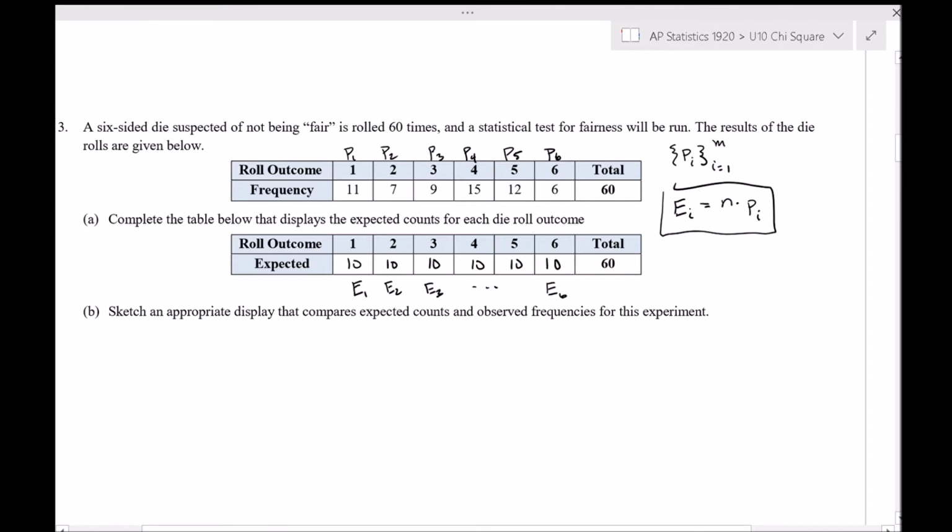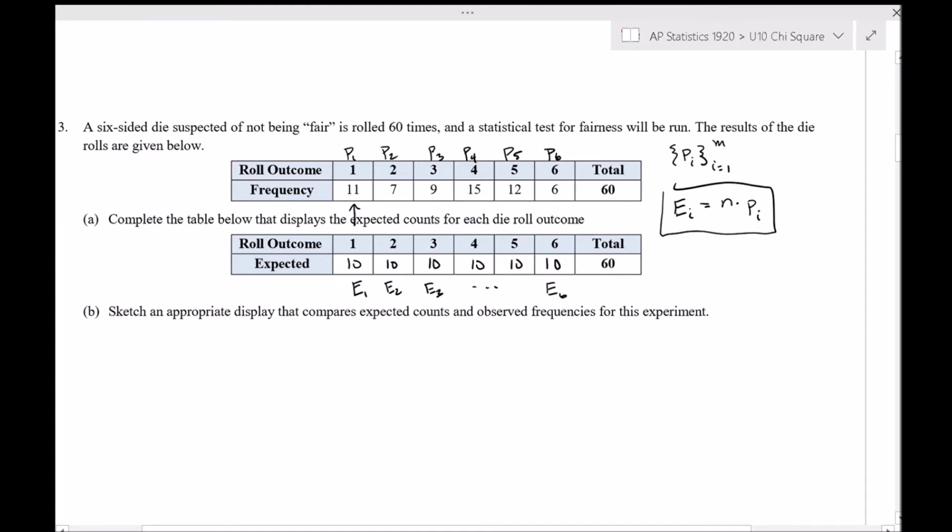Very simple. Whatever this percentage is, you multiply by the sample size, 60. So each of those proportions were 1/6, 1/6 times 60, and it's 10 all the way throughout. So it's very simple for this one if it's a die roll.